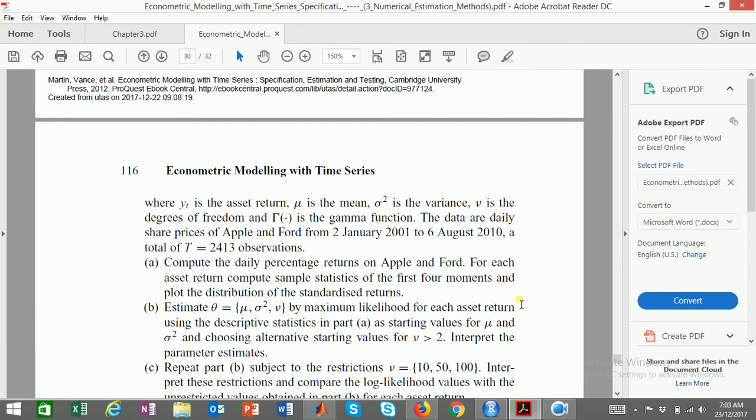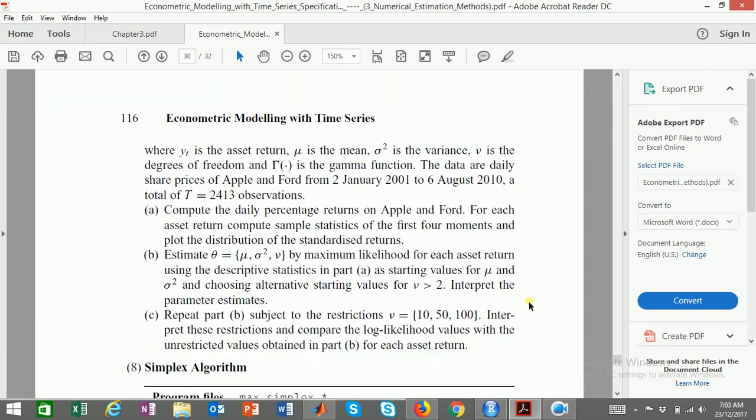The data are daily share prices of Apple and Ford from 2nd January 2001 to 6 August 2010, a total of 2,413 observations. Compute the daily percentage returns on Apple and Ford. For each asset return, compute sample statistics of the first 4 moments and plot the distribution. Estimate theta equal to mu, sigma square, and omega by maximum likelihood for each asset return, using the descriptive statistics as starting values for mu and sigma square, and choosing alternative starting values for omega greater than 2. Interpret the parameter results. Repeat for restrictions. This would be interesting.